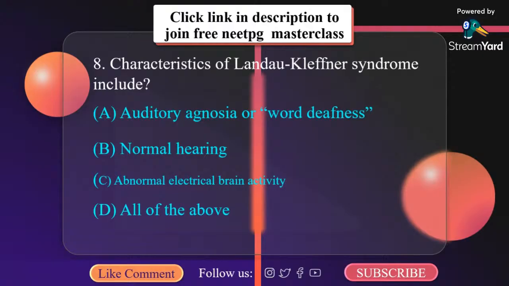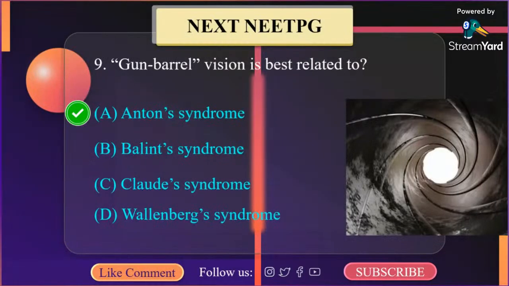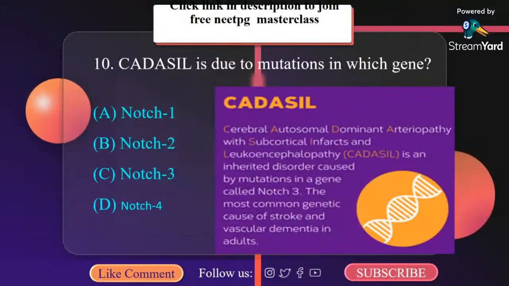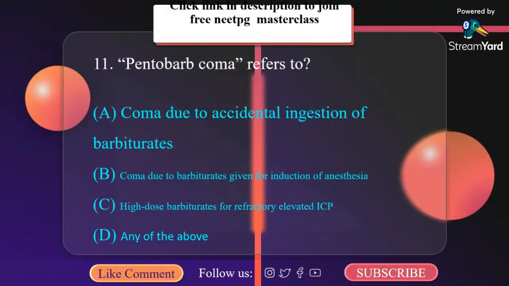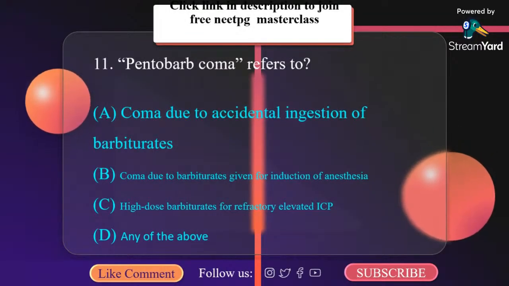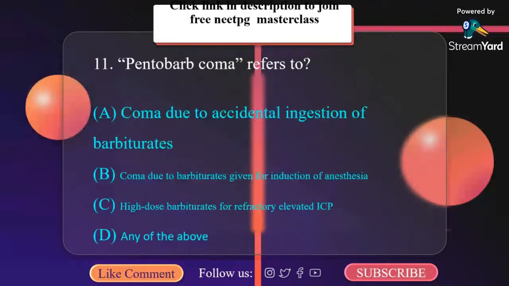Gun barrel vision is best related to A, Anton syndrome, B, Balint syndrome, C, Claude syndrome, D, Wallenberg syndrome. It is Anton syndrome. CADASIL is due to mutation in which gene? Notch1, Notch2, Notch3, Notch4. It is Notch3. Pentobarb coma refers to coma due to accidental ingestion of barbiturate, coma due to barbiturate, induction of anesthesia, or high-dose barbiturate for refractory elevated ICP. It is high-dose barbiturate for refractory elevated ICP.